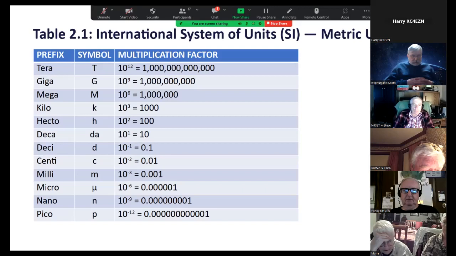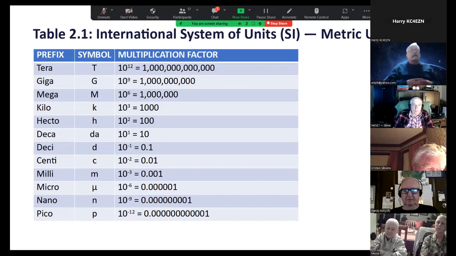And then there's deci, which is 1/10 or 0.1. Centi, which is 0.01, which is 100th. Milli, which is 0.001 or 1,000th. Micro, which is 10 to the minus 6 or one millionth. And nano, which is 10 to the minus 9th. And pico, which is 10 to the minus 12.